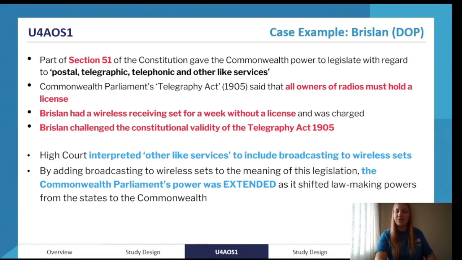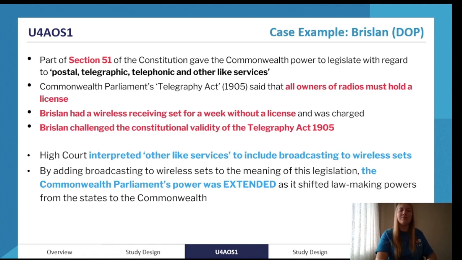So, remembering division of powers, how are the powers divided between the states and the Commonwealth? Not to be confused with the separation of powers. So, this is the Brislin case. It's with regards to Section 51 of the Constitution, which gives the Commonwealth power to legislate with regard to postal, telegraphic, telephonic, and other like devices. That section could use an update these days, but that's what it says.